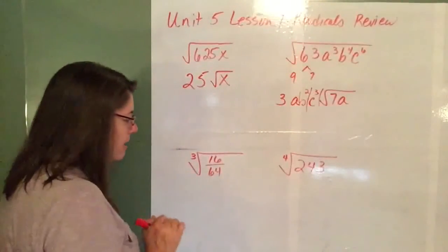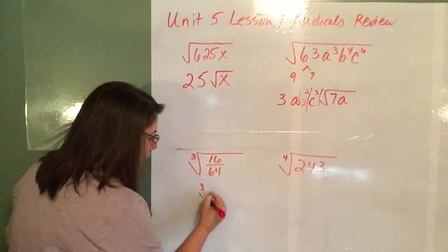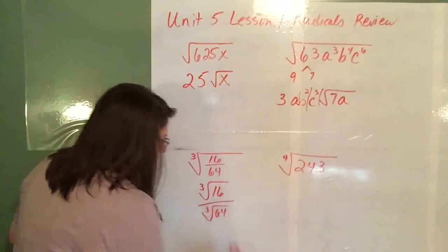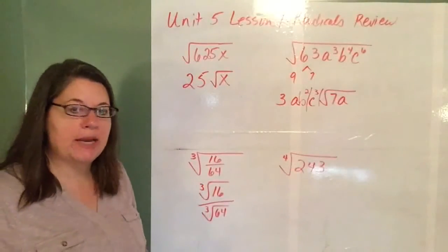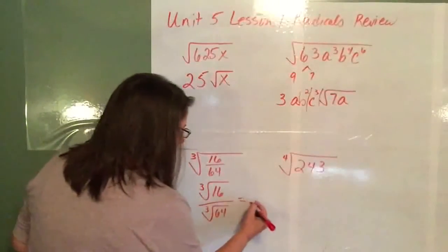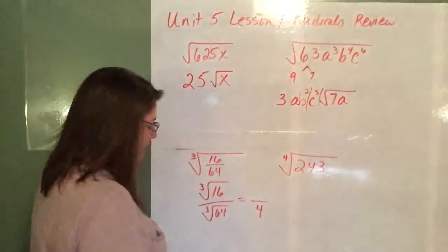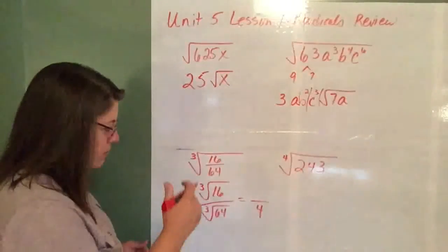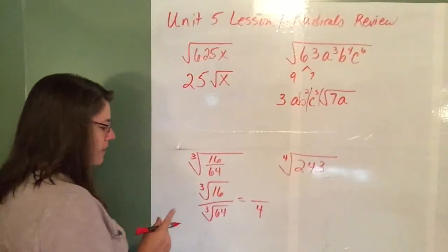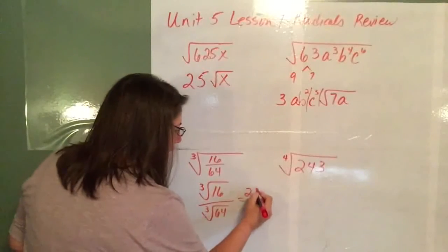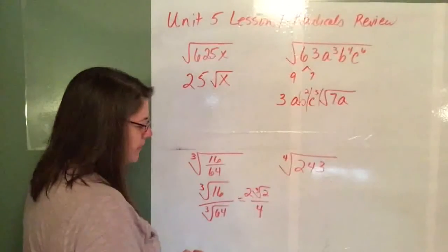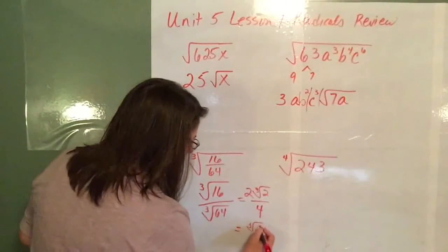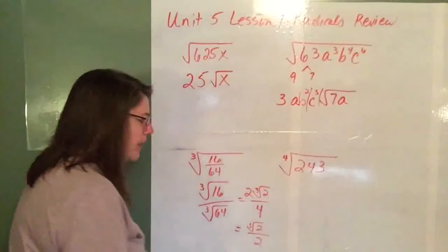For this one, I am allowed to rewrite that as the cube root of 16 over the cube root of 64, and then simplify the numerator and denominator separately. So the cube root of 64 is 4, so that's pretty easy. 16 can be broken down, it's 4 2's, so 2 times 2 times 2 times 2. So I can bring out a 2, and I have left inside a 2. And then this 2 and that 4 cancel, so that's the cube root of 2 over 2 on the bottom.